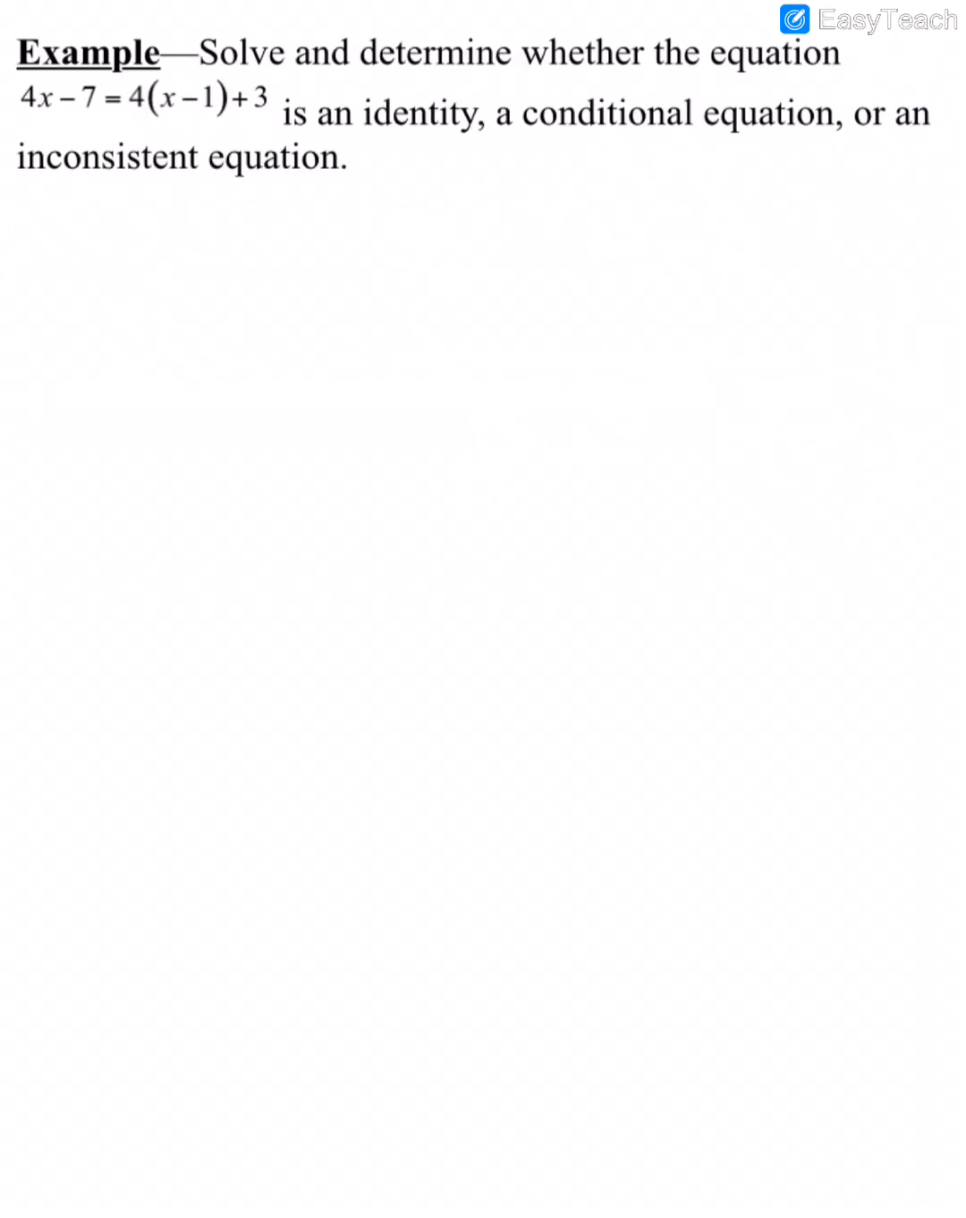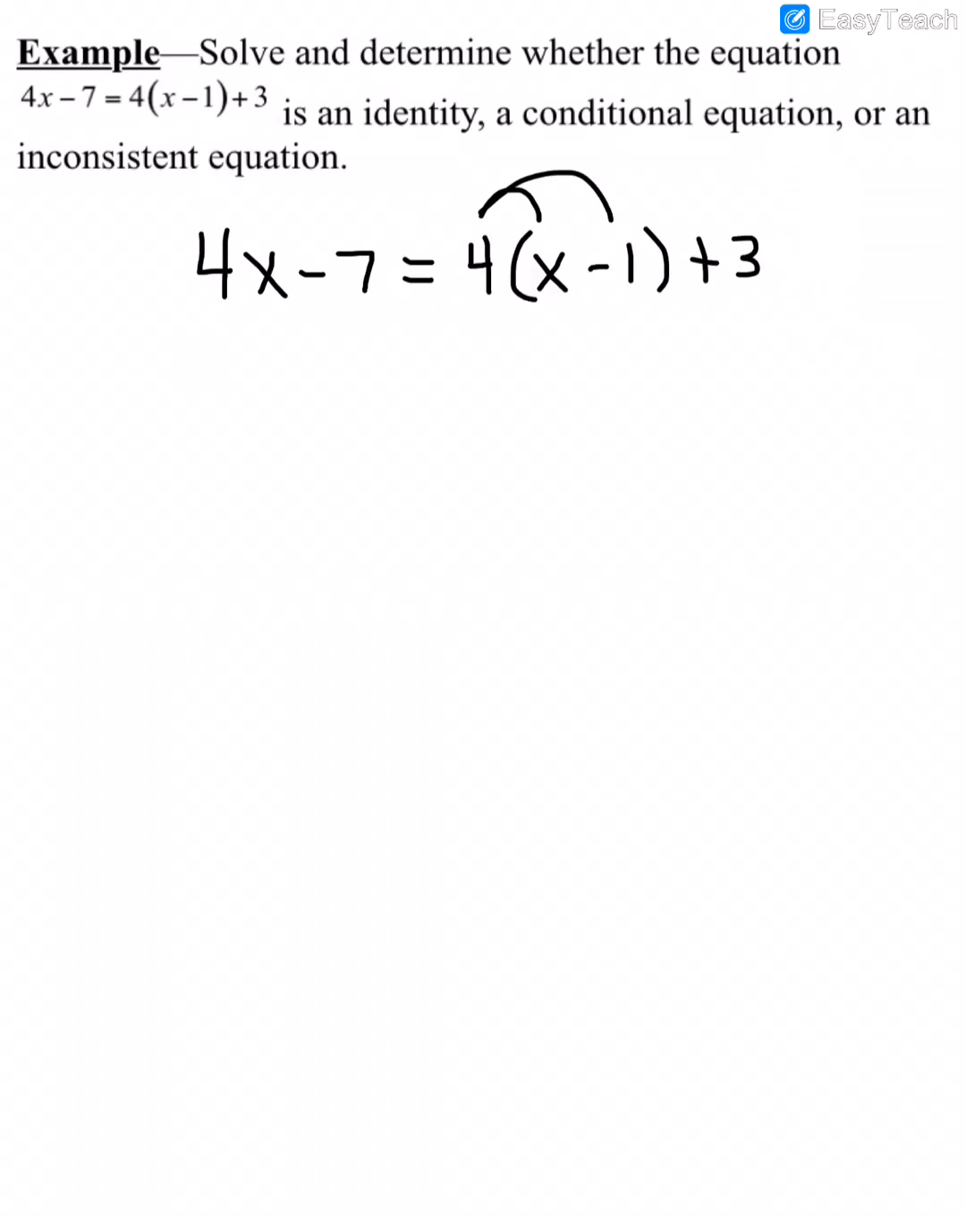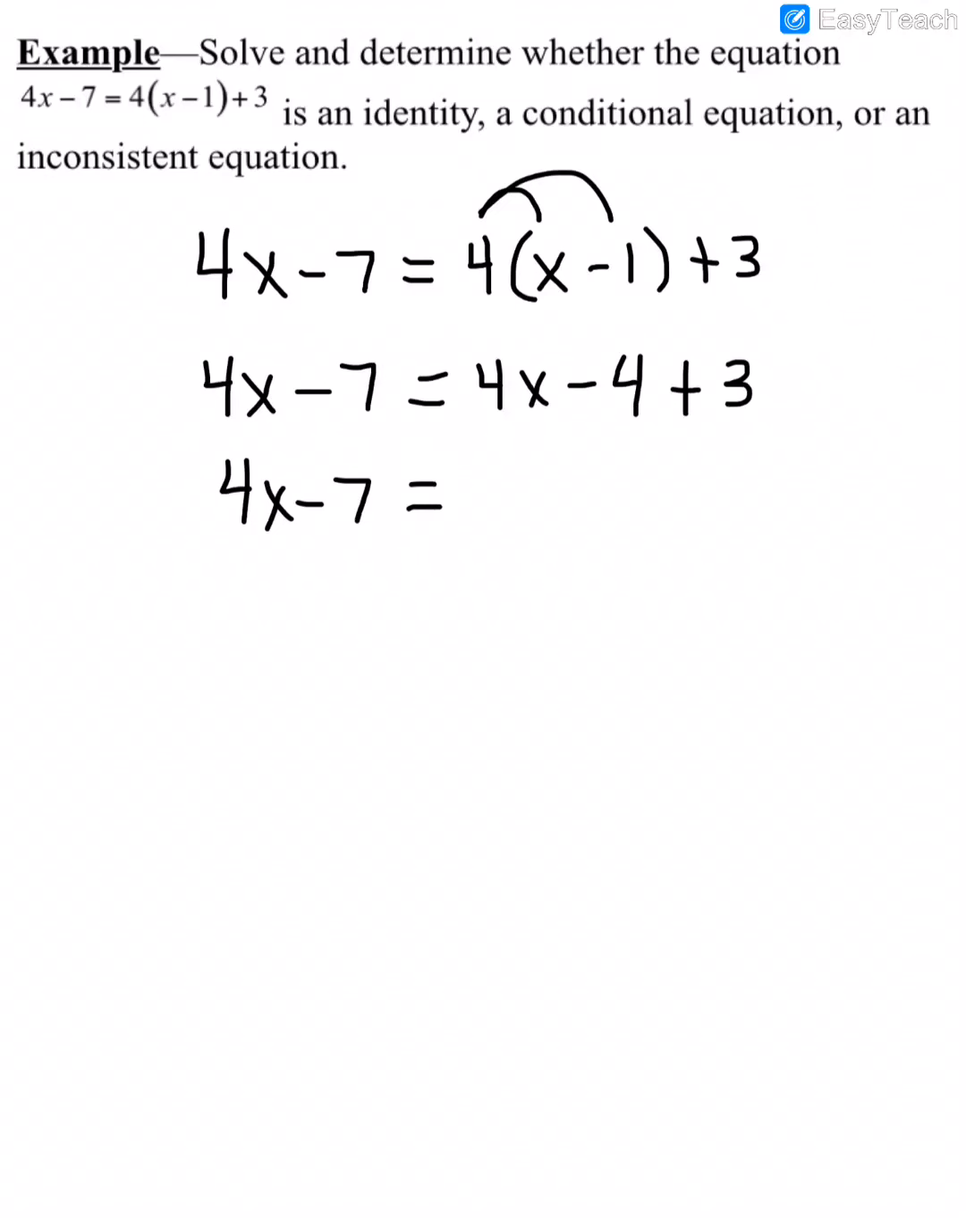So here is an example of an equation, and we are to determine whether the equation is an identity, a conditional equation, or an inconsistent equation. Okay, so I'm going to rewrite this. And to solve this, the first thing we want to do is get rid of the parentheses, so we're going to distribute. And that gives me 4x minus 7 equals 4x minus 4 plus 3. Okay, so then we want to combine like terms. And on the right side, the -4 and +3 are like terms. And when I combine those, I get a -1.